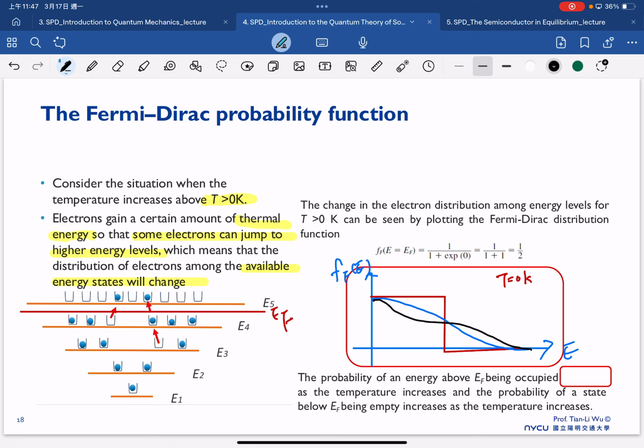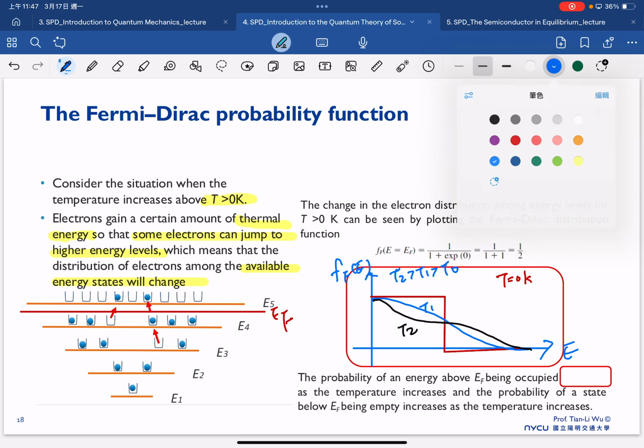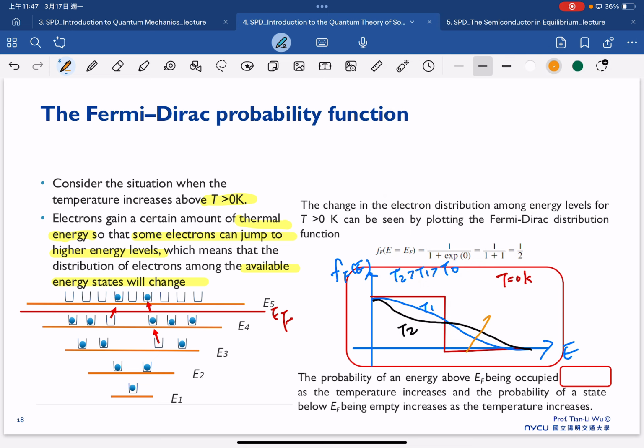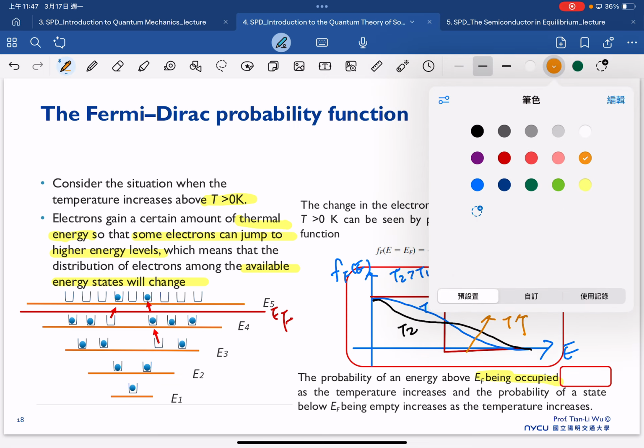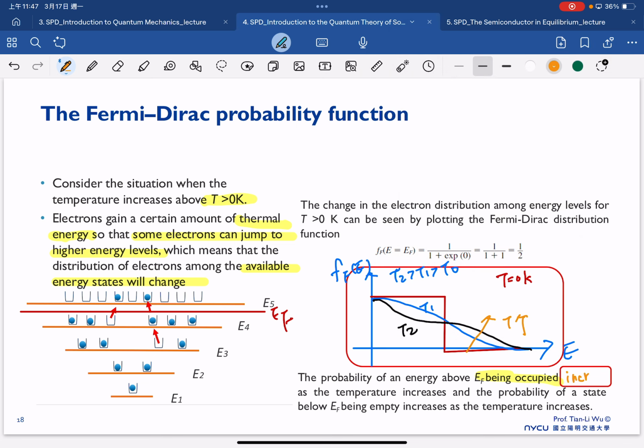It will be something like this one, where we have T2, T1, and then T2 is larger than T1, larger than T0. So this is considering the temperature increase. So the probability of energy above EF being occupied increases as the temperature increases.